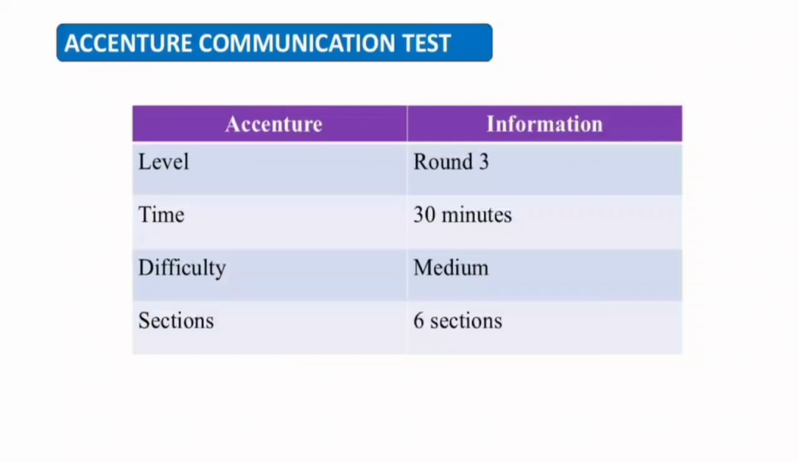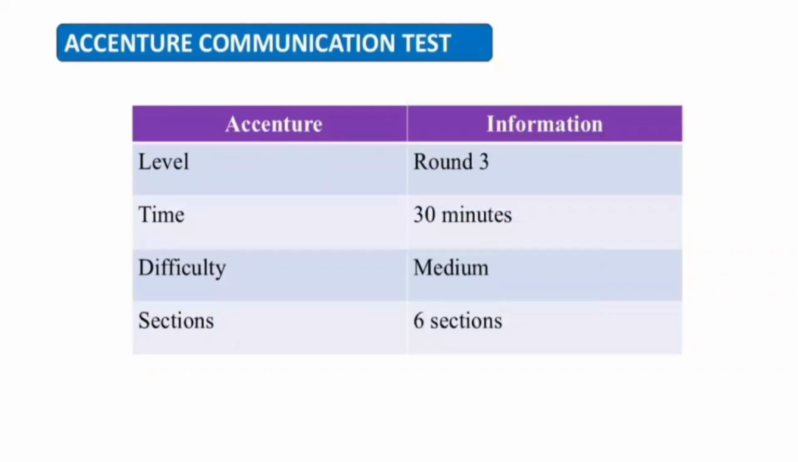There are going to be 6 sections in this particular round, and we are going to discuss all the sections. Next, a separate email with details will be sent to you once you cross the second round and are selected for the third, the communication round. So those are all the important details that you need to know about the Accenture communication assessment round.